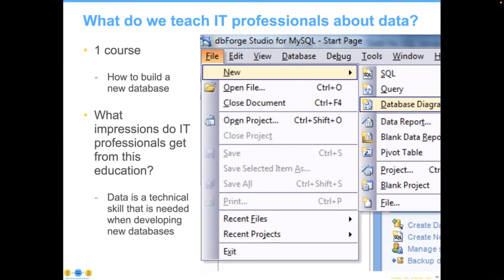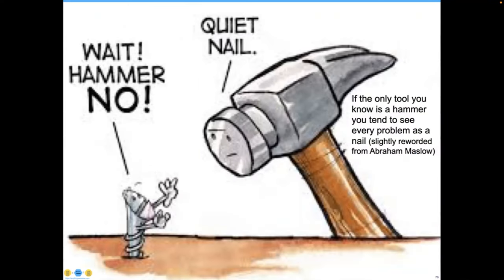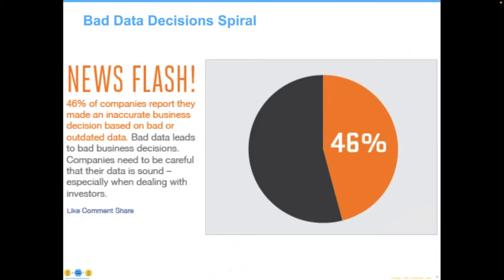And of course, if we've taught them nothing but how to build a new database for the last 30 years, is it any surprise that one of our biggest problems from a societal perspective is that there are too many darn databases out there? Well, thank you, Abraham Maslow, that is absolutely correct.